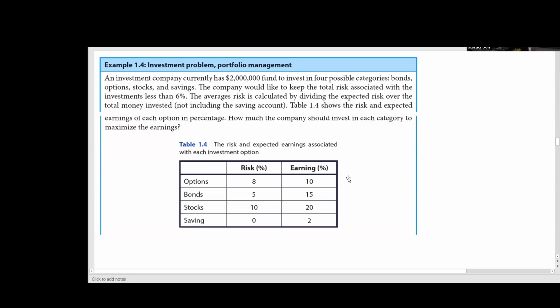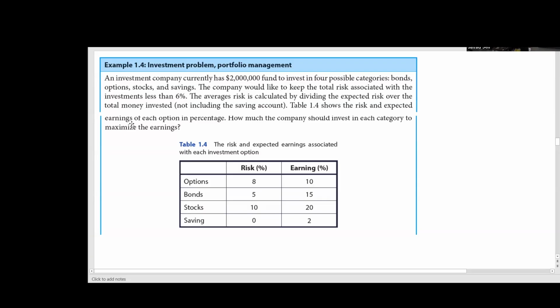Oh, that's a $1 million question right there. The average risk, the company would like to keep the total risk associated with the total money invested to... I'll figure that out. I think the wording is difficult here.